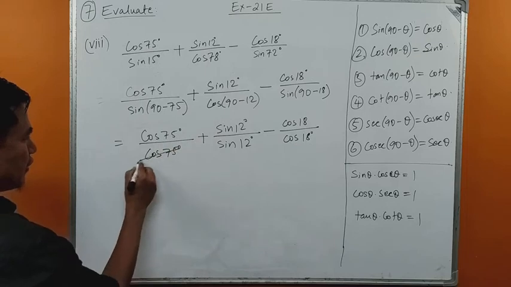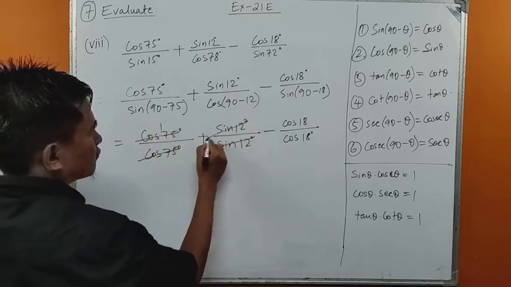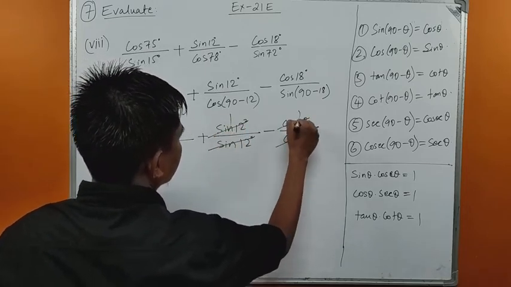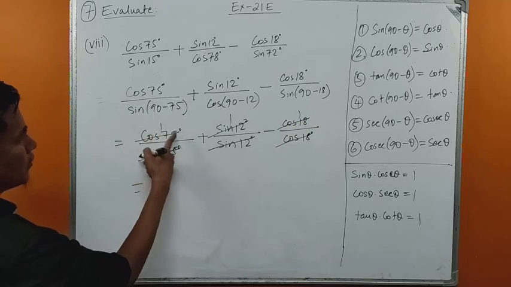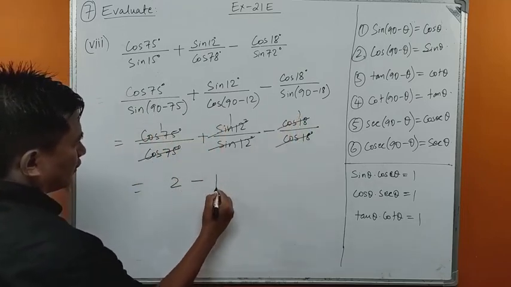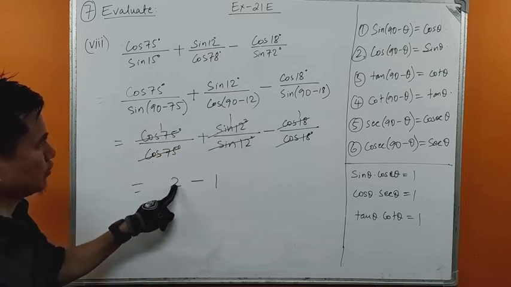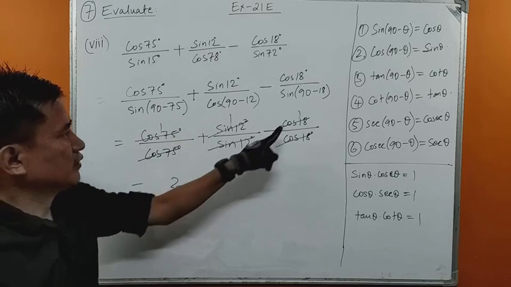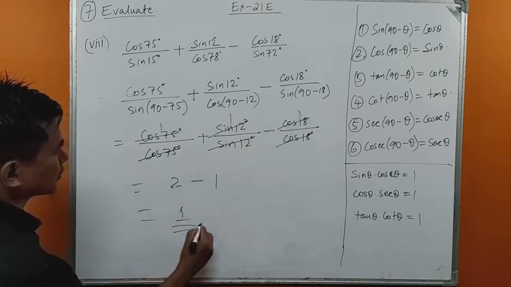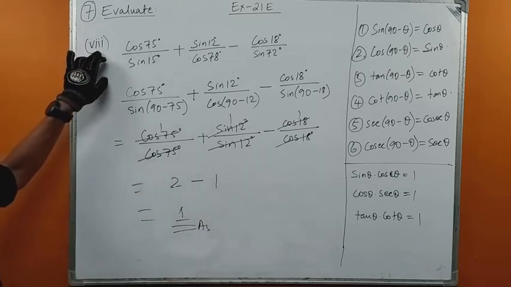So this cos 75 and cos 75 can be cancelled. We have 1 here. Sine 12 and sine 12 can be cancelled. This is 1. Cos 18 cancelled, 1. So 1 plus 1, this is 2, minus this one here. This minus sign comes here, and this 1. So 2 minus 1 is 1, isn't it? So this is the answer for question number 8 of 7.